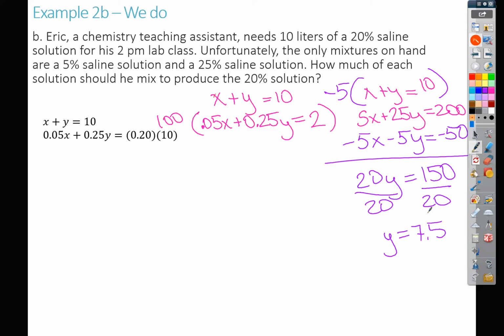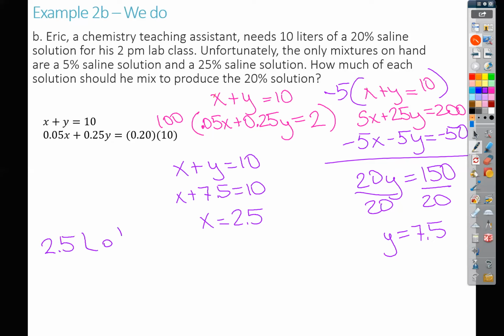So then I need to find x. If x plus y equals 10, x plus 7.5 equals 10. So x would equal 2.5. So that tells me that I need 2.5 liters of x, which was the 5% solution, and I need 7.5 liters of y, which was the 25% solution.